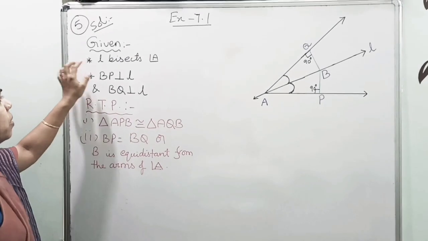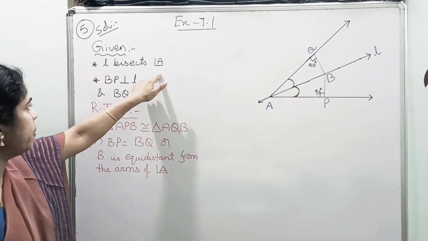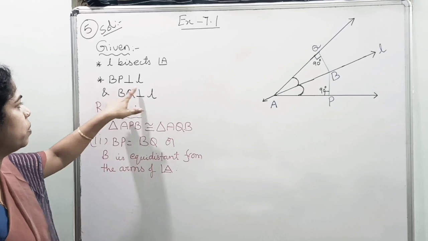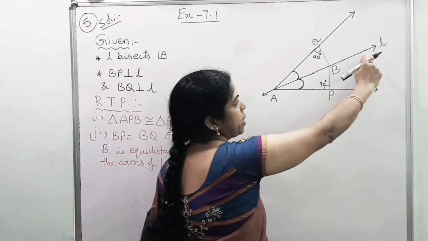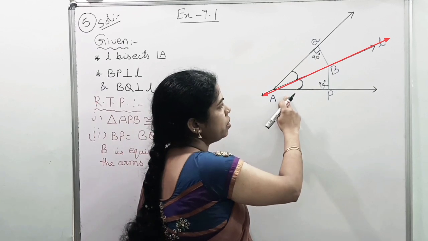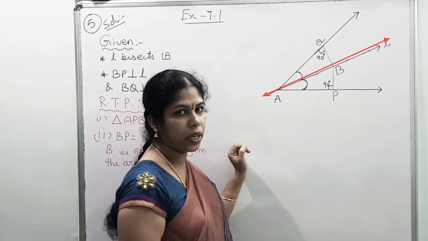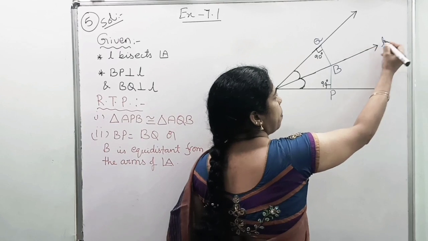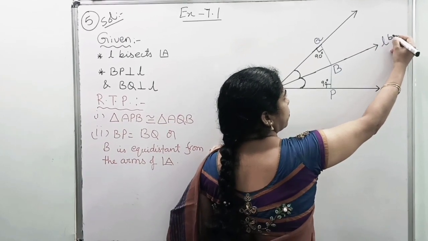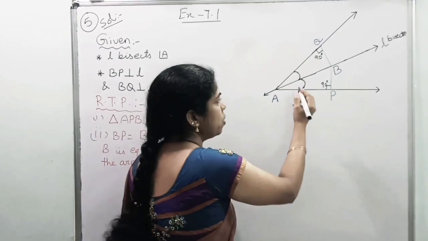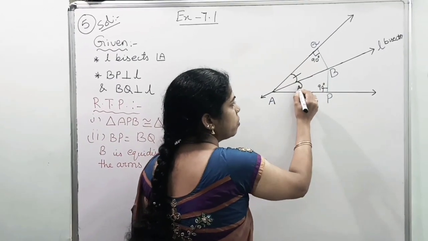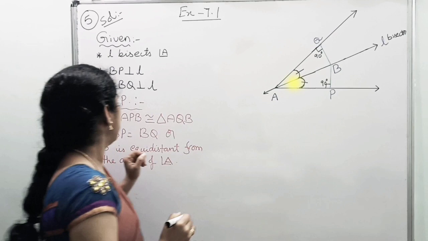In the next sum it is given that L bisects angle A and BP is perpendicular to L, BQ is perpendicular to L. So the line L is bisecting angle A. That means angle A is divided into two equal parts. This is the bisector. So now this angle is equal to this angle.